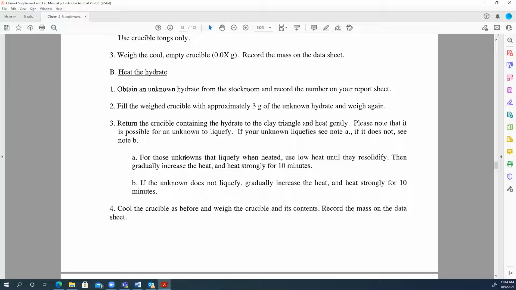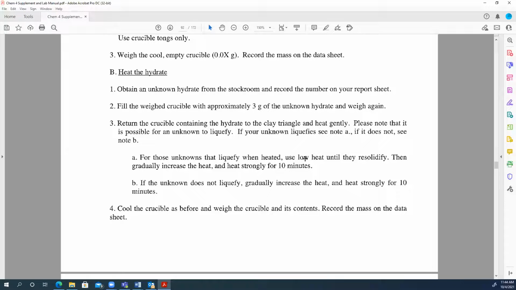But you don't want to heat it too vigorously, because it'll liquefy. And so if your unknown liquefies, see note A. If it does not, see note B. Note A is for most unknowns that liquefy when heated: use low heat until they re-solidify, then gradually increase the heat and heat strongly for 10 minutes.